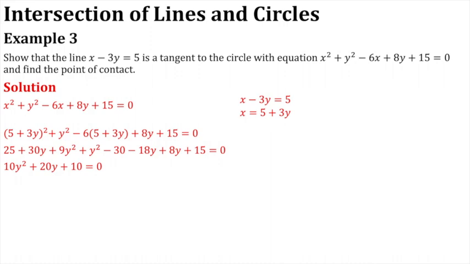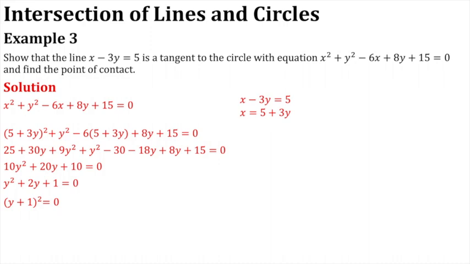And hopefully you've now noticed that there's a common factor here of 10. If I divide throughout by 10, I will be left with y squared plus 2y plus 1 equals 0. And again, if we can divide throughout by a common factor, then I would do it because it makes factorising a little bit easier. So factorising y squared plus 2y plus 1 will give me y plus 1 and y plus 1. So that's y plus 1 all squared equals 0.